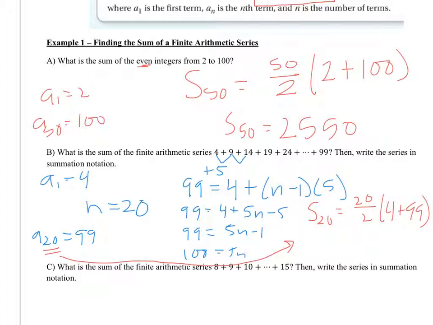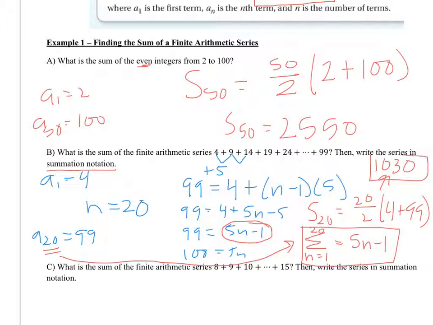Another way you could write this is in sum notation. This right here means sum. Whatever you're starting with, your first term, goes here. I'm going to 20 terms, so that goes on top. And my actual equation, which we found right here, the finite equation, is 5n minus 1. That's sum notation. I jumped ahead a little bit. So my sum is going to be 1,030. If I add up all those first 20 numbers, I get 1,030, and then my sum notation would be this right here. I want you to do C and D by yourself.